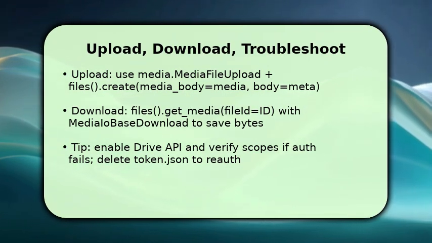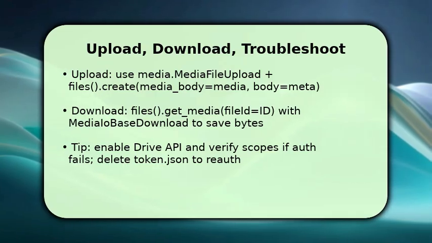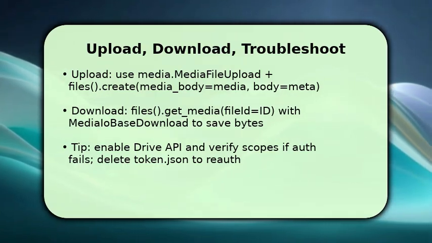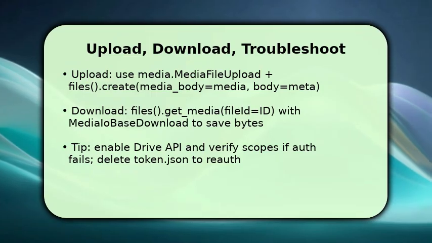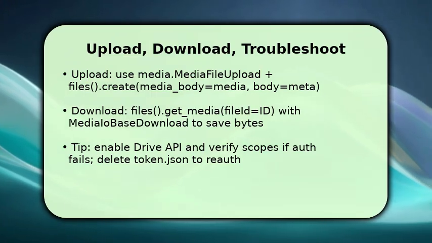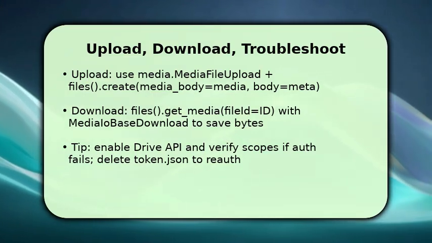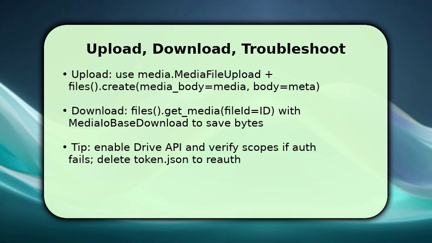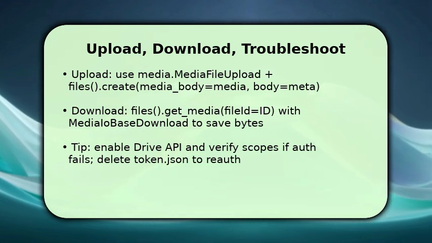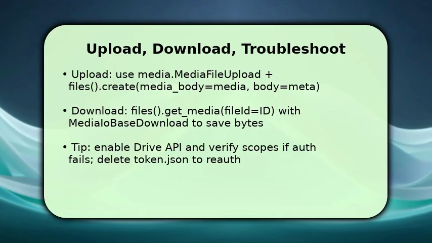Once implemented, add proper error handling for HTTP error and rate limits. Include exponential backoff. If anything breaks, check that the Drive API is enabled and the OAuth scopes match. Deleting token.json forces a clean reauthorization, which often fixes permission issues.